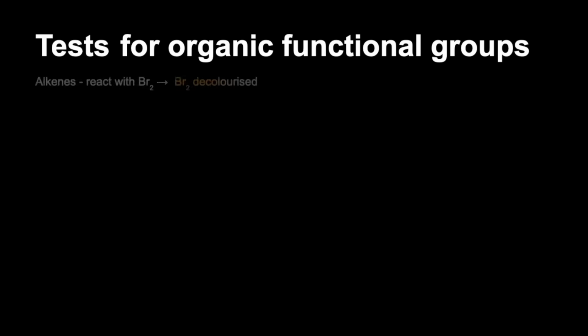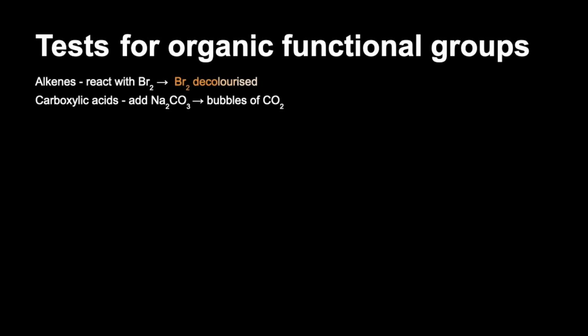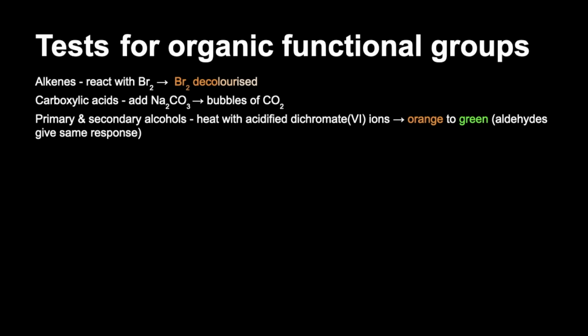So here we go. So alkenes reacting with bromine. The bromine is decolorized. I hope you can appreciate what I've done there. Took me about 3 minutes to do that. You're welcome. Carboxylic acids, you add sodium carbonate and you get bubbles forming, which is CO2. Primary and secondary alcohols, you can heat them with acidified dichromate(VI) ions and you get the orange to green colour change. Remember, aldehydes can also be oxidized, so they will give that same response there.